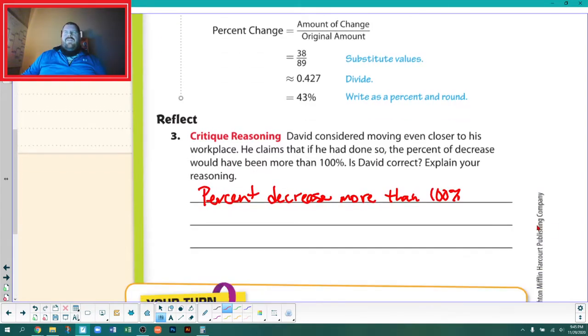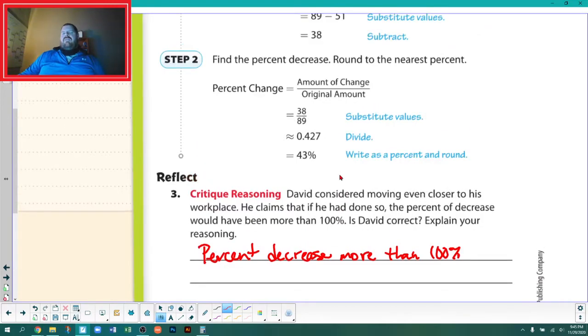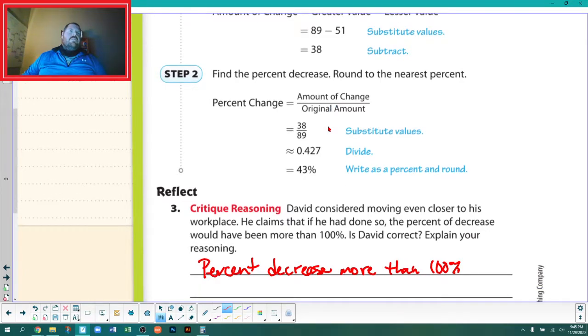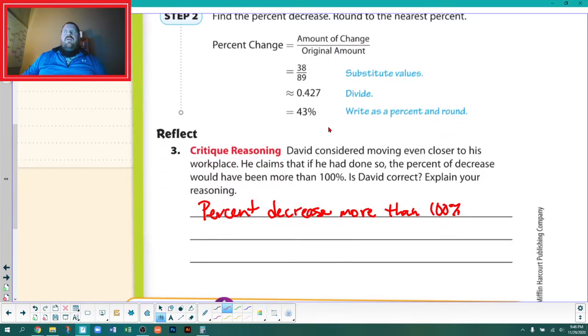First of all, it doesn't really work. That's the biggest thing. For the percent decrease to be 100%, let's think about that. If the percent decrease is 100%, that means that the amount of change is equal to the original amount, just like it was in percent increase. And it would basically mean that he moved to his work. Some people claim that I live at work. Not true, though. I just live very close.